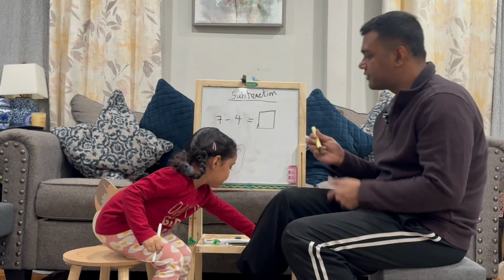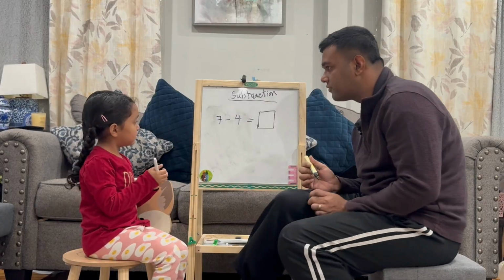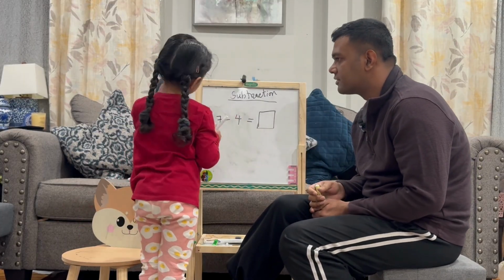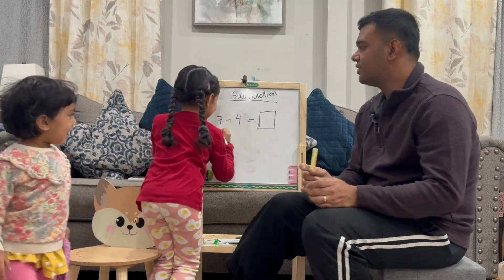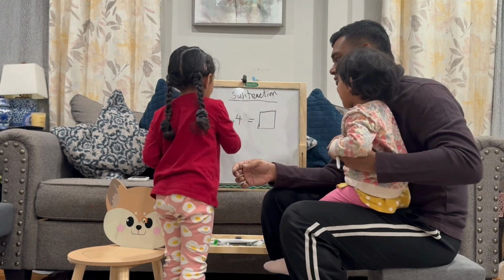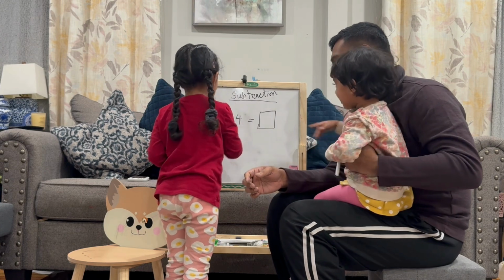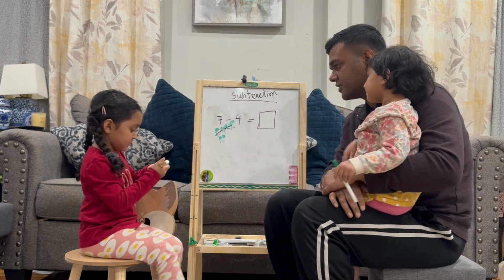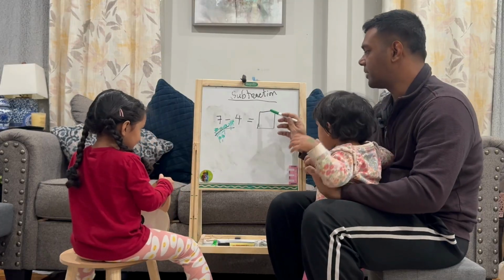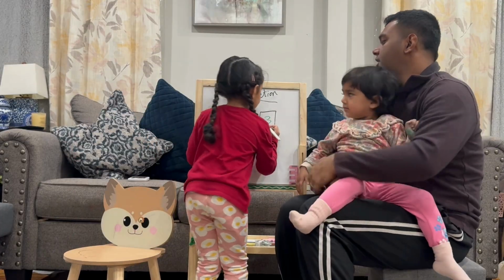So now we have 7 lollipops. You ate 4 lollipops. So first draw 7 lollipops here. Eat 4 lollipops. 1, 2, 3, 4. How many do you have left? 1, 2, 3. So you have 3 lollipops left. So write 3. So we are done for today.